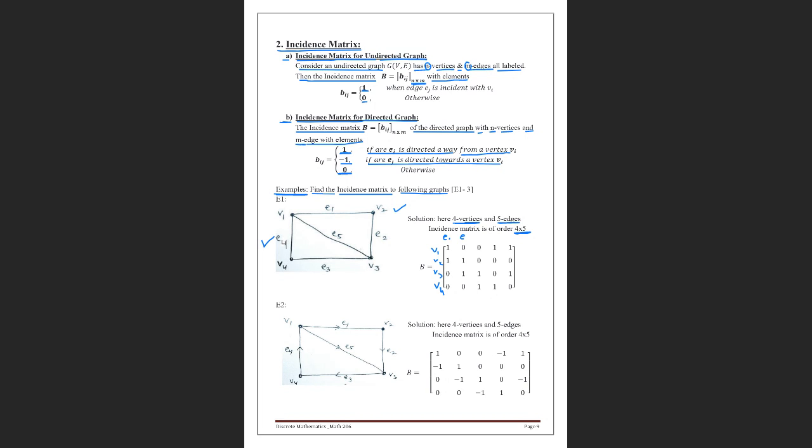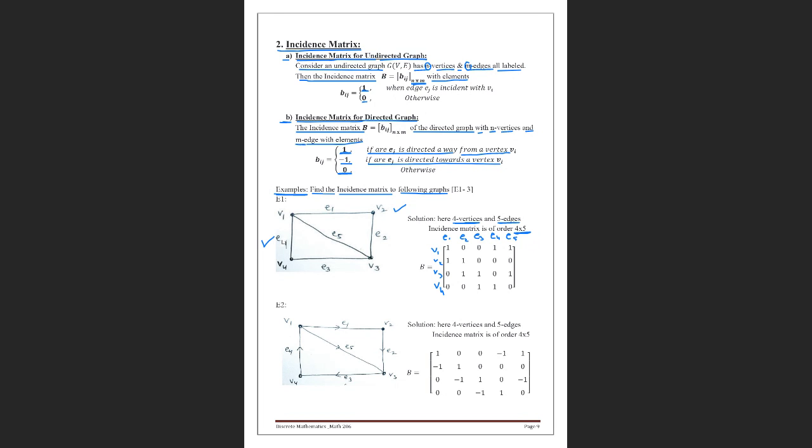And this is edge, E1, E2, E3, E4, and E5. Okay. These are the edges, E1, E2, E3, E4, and E5.